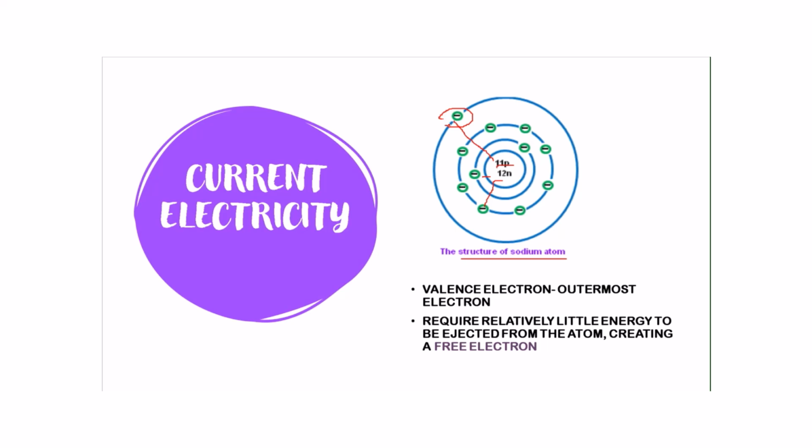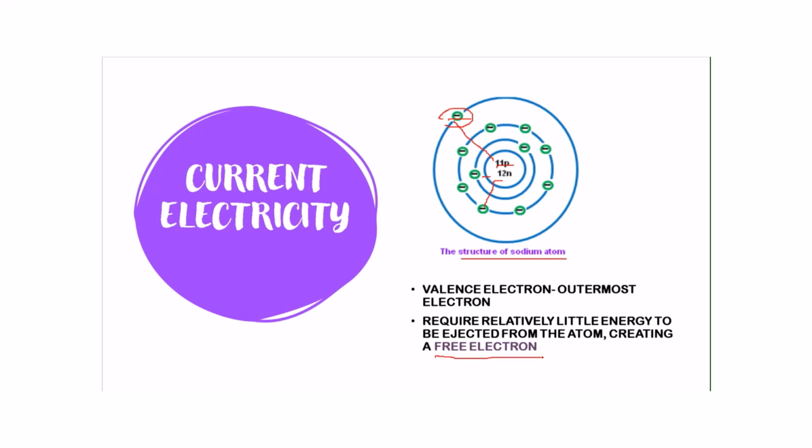The outermost electron of an atom is known as valence electron. This one is a valence electron. These electrons require relatively less energy to be ejected from the atom and creating a free electron.